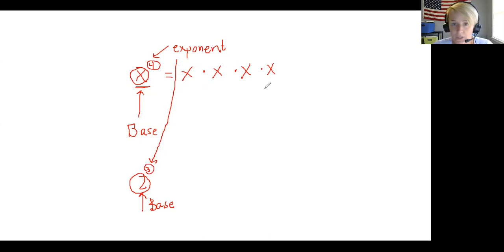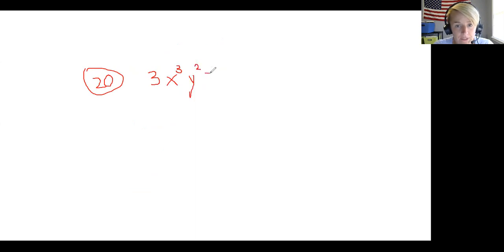So let's jump into a couple more problems. We want to look at problem number 20. Number 20 says, identify the bases and the exponents in each expression. And the problem states 3 times x cubed times y squared times z. Now, before we get started, one thing that we need to point out for sure is that anytime you don't see any exponent whatsoever, we know that it's actually raised to the 1st power.